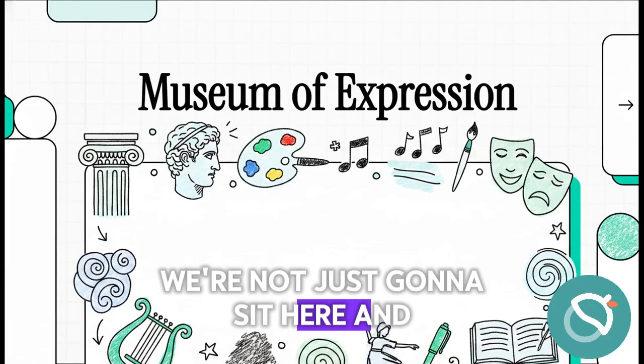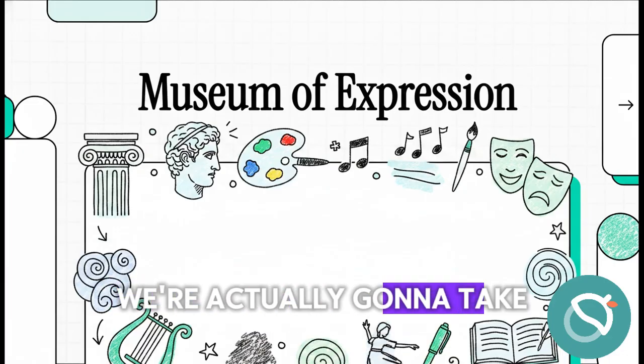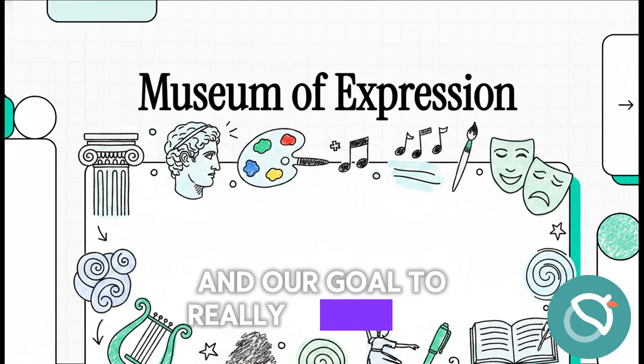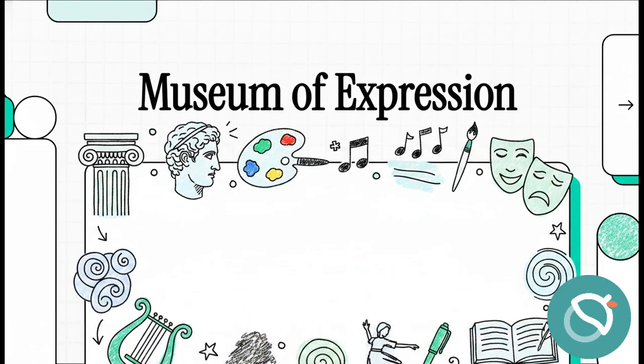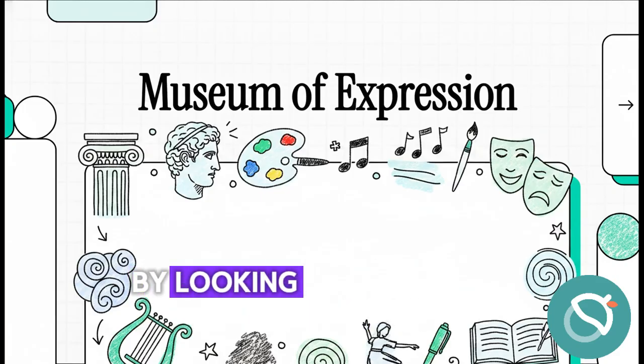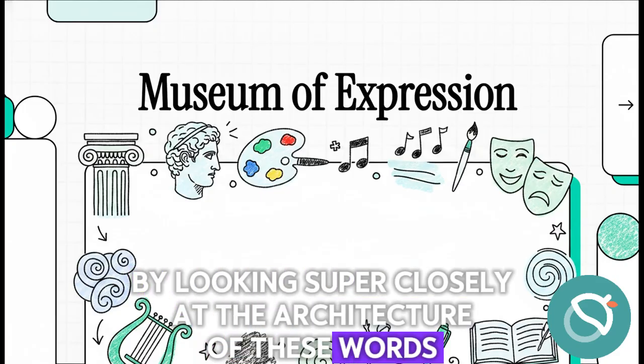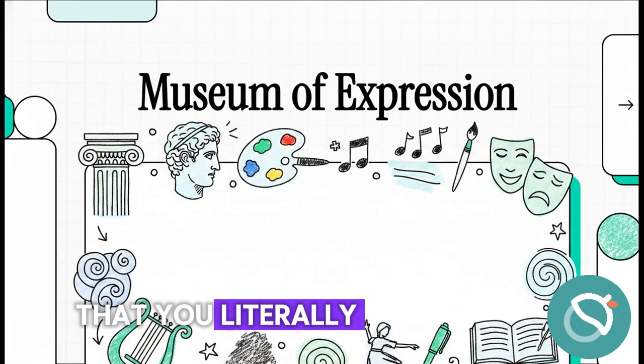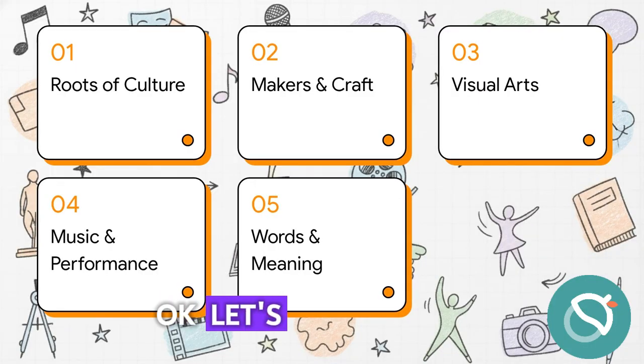We're not just going to sit here and memorize a list of words. We're actually going to take a walk through an immersive virtual museum tour. And our goal? To really master the vocabulary of culture, expression, and the arts. By looking super closely at the architecture of these words, like their roots and suffixes, we're going to build a mental gallery that you literally won't forget. Okay, let's dive into this.